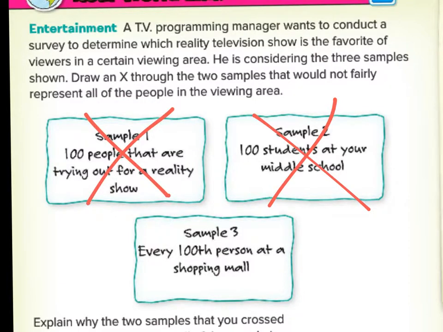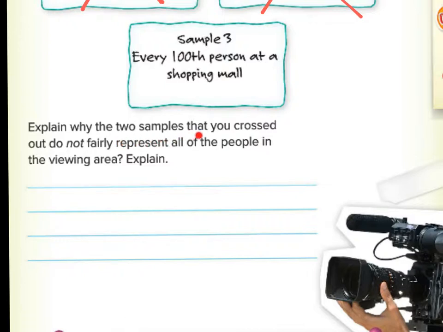You know what would work? Sample 3. Every 100th person at a shopping mall. This is completely random, and you might get all kinds of demographic, ethnicities, age, likes and dislikes for every 100th person that you find at a shopping mall. So this would be the best sample of the town. Explain why the 2 samples that you crossed out do not fairly represent all of the people in the viewing area. So you just heard my explanation. You can use some of my words, or you can go ahead and write your own explanation.